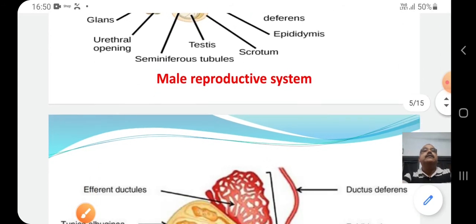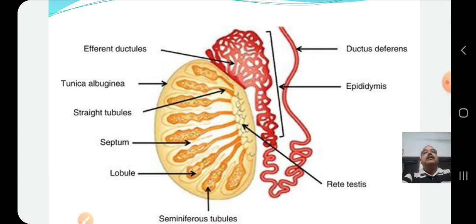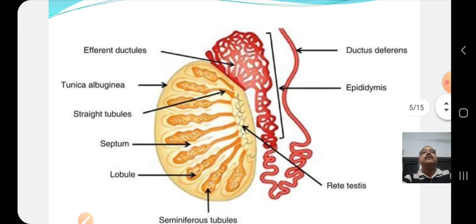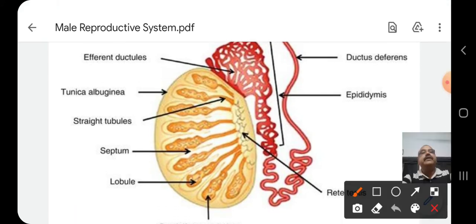Let us go to another diagram, that is the LS of testis, or longitudinal section of testis. In the longitudinal section we find the testis is divided into compartments by means of septum. Each compartment contains lobules. The lobules are seminiferous tubules. These lead to the rete testis.